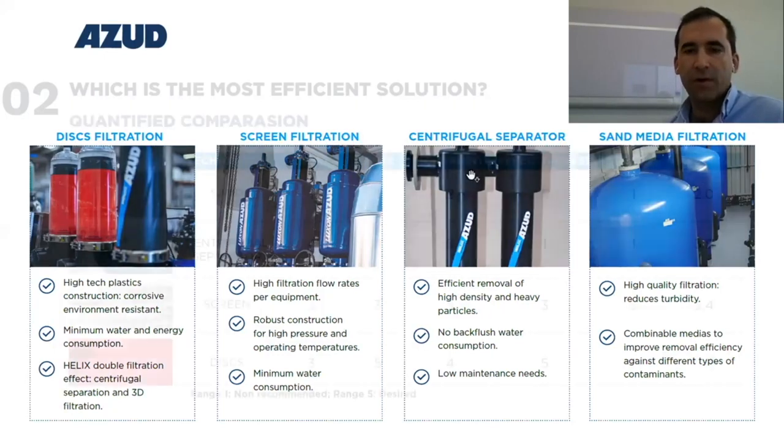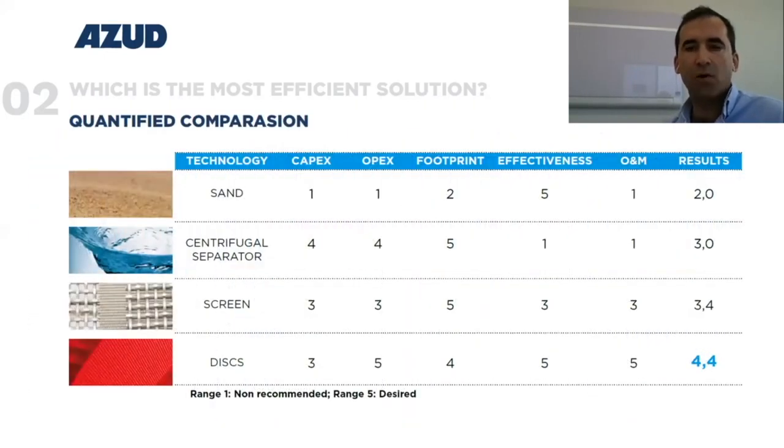And so we made this scoring table where we compare the main parameters, such as capital expenses, operational expenses, footprint, effectiveness, and operation and maintenance. As we can see, probably the most important are first effectiveness and second operational expenses.